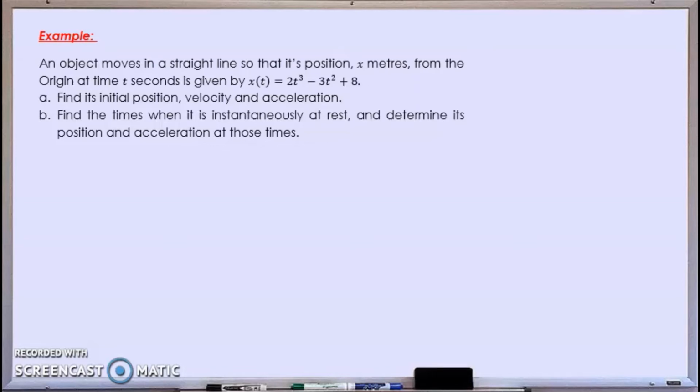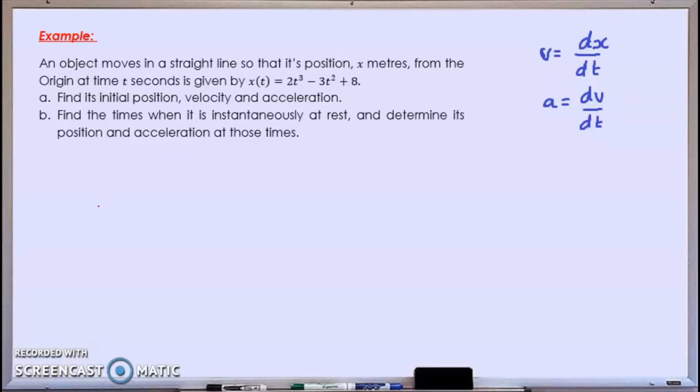This question's asking us to draw on our knowledge of the relationship between position, velocity, and acceleration. So remember, velocity is the derivative of position with respect to time, and acceleration is the derivative of velocity with respect to time. So let's have a look at this. We're told here that the object moves in a certain way, and this is the position of the object. And then we're asked to find the initial position, velocity, and acceleration.